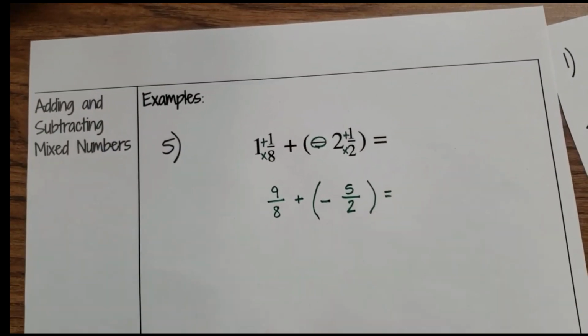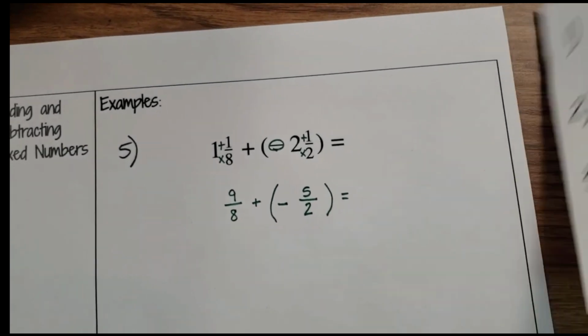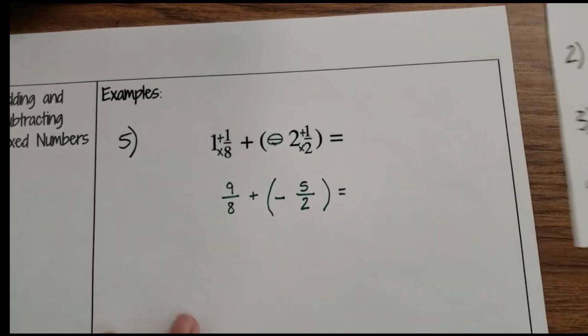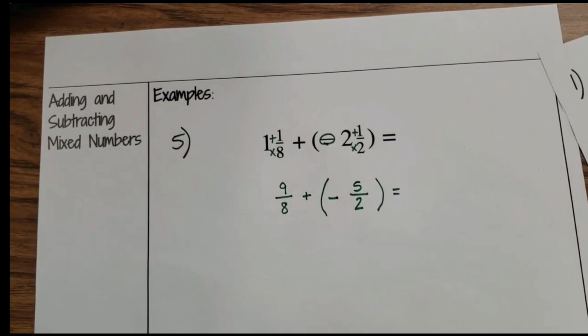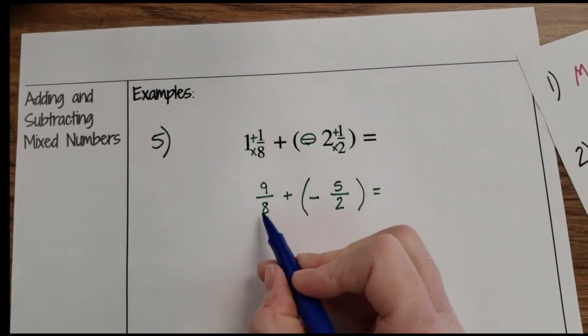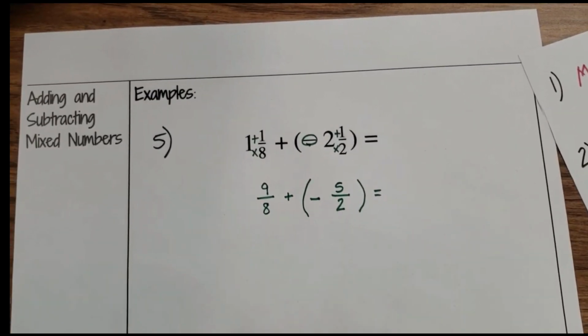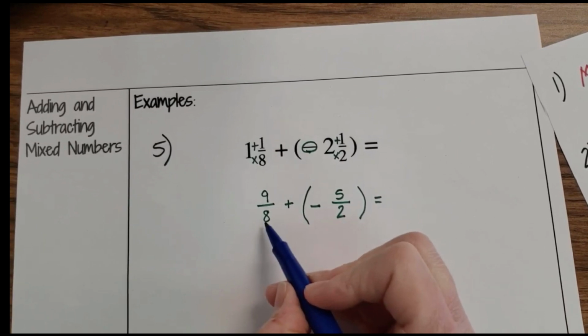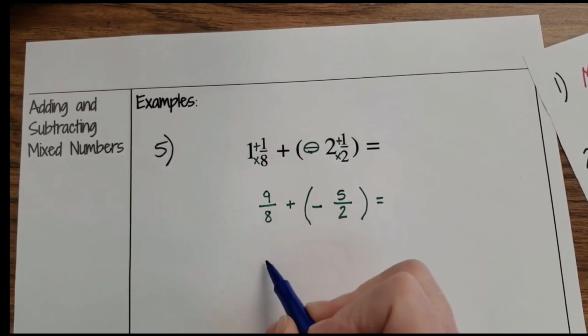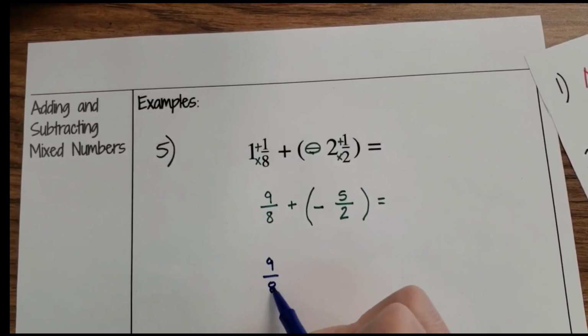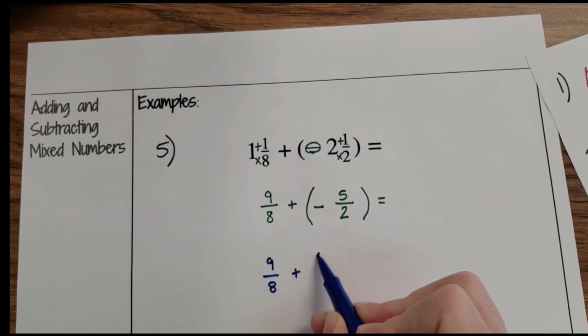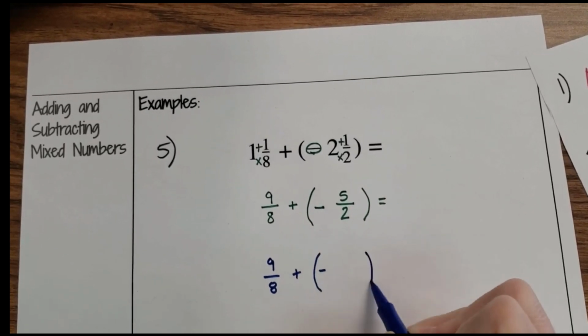All right. Well, we're not ready to add these two together yet because they don't have a common denominator. They need to be the same size pieces. So we've got eighths and halves. What's the least common multiple? 8. Yep, this is already eighths, so we're going to leave it. I'm going to just drop down the 9 eighths, drop down the plus. I'm just dropping everything down here.